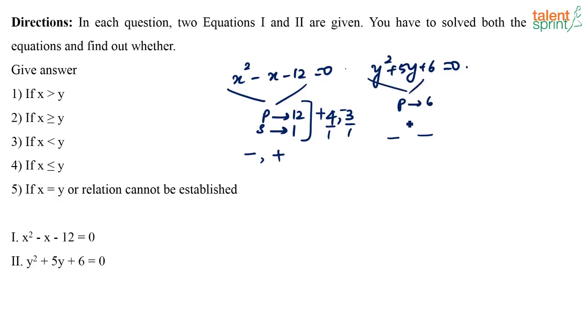Product of two numbers is 6, sum of two numbers is 5. So the numbers are 3 and 2. In this case, both the roots are going to be negative. So what will be the answer here?